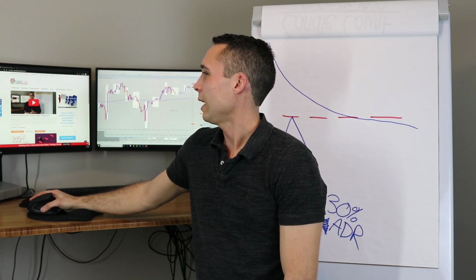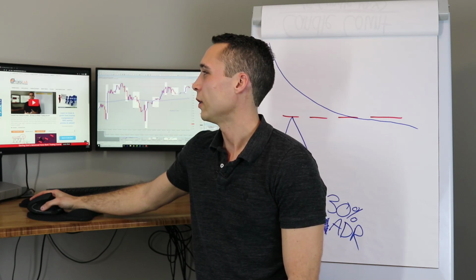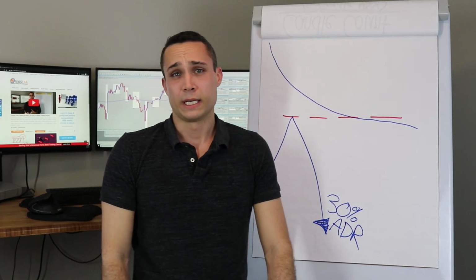What percentage of the time does the price break those levels compared to when they don't break? You know, I could come up with a random number here, but it would be a guess.